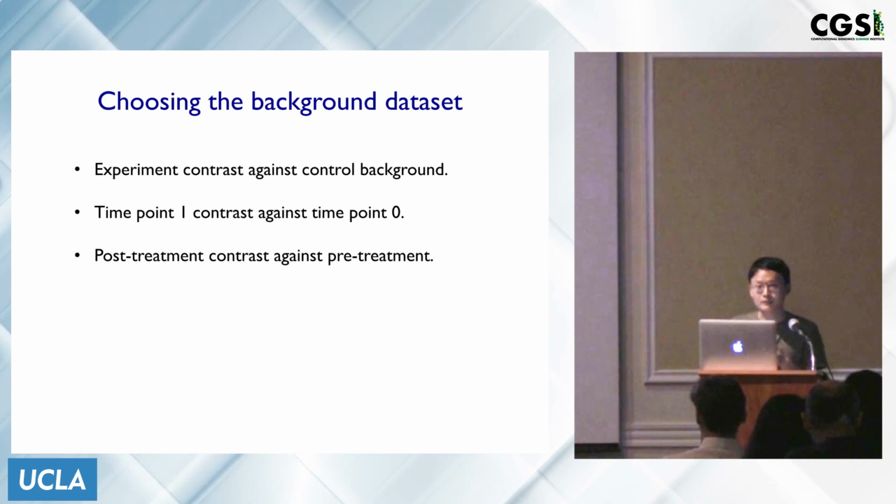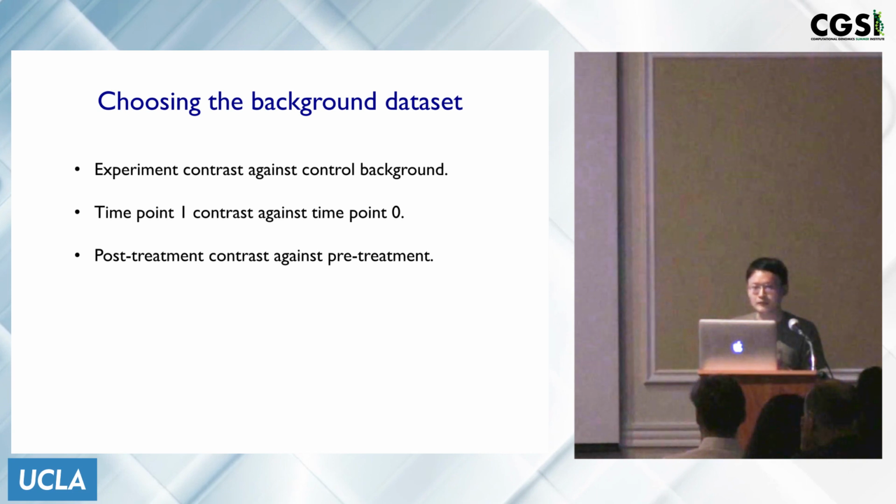So oftentimes if you run an experiment, you have some control group or baseline group, and that could be your natural background. Right. Or if you have time series data, you have a later time point 1, maybe you can use your previous time point 0 as the background. Or you can do your post-treatment contrast against your pre-treatment. The point is that you do have to exercise your own best judgment, your domain expertise, in choosing what the background data set is.